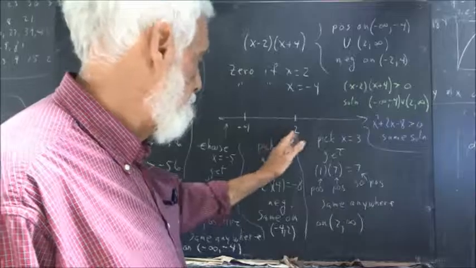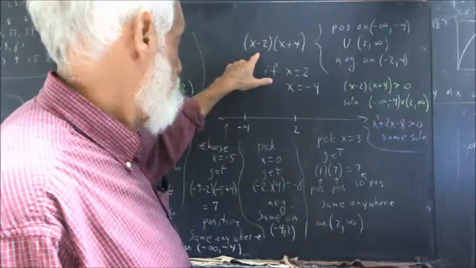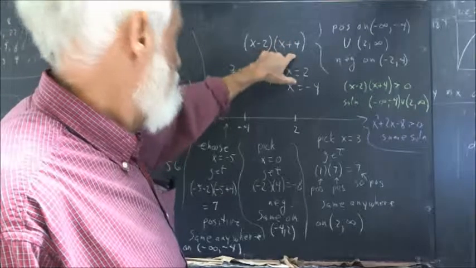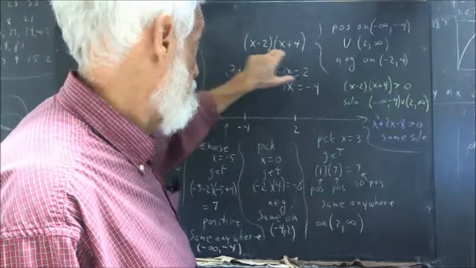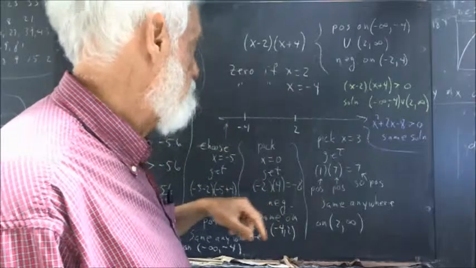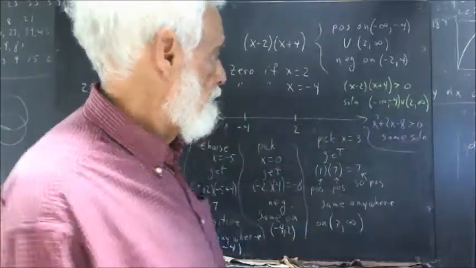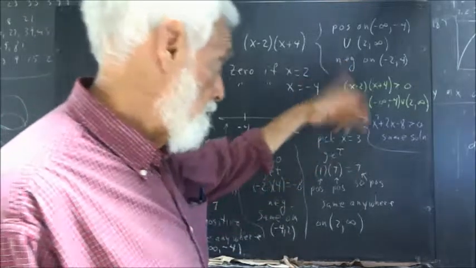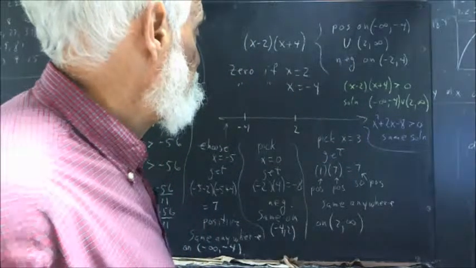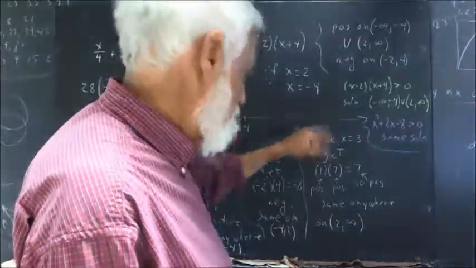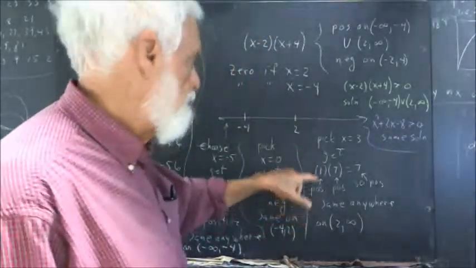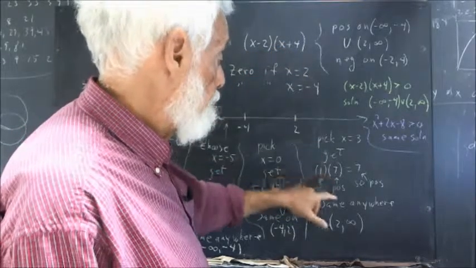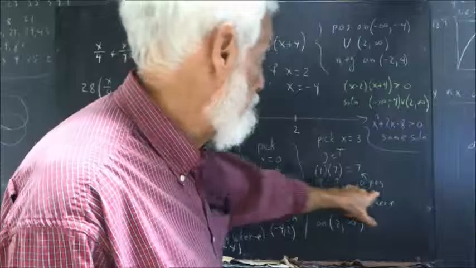Anywhere between here and here, this factor is going to be negative and this one is going to be positive, so we're going to have negative times positive, giving us a negative. Now pick any x to the right of 2, any x greater than 2. Somebody picked x equals 3. We evaluated it and got 7. The key thing I labeled here is that 3 minus 2 is 1, which is positive, and 3 plus 4 is 7, which is positive. So we get a positive.